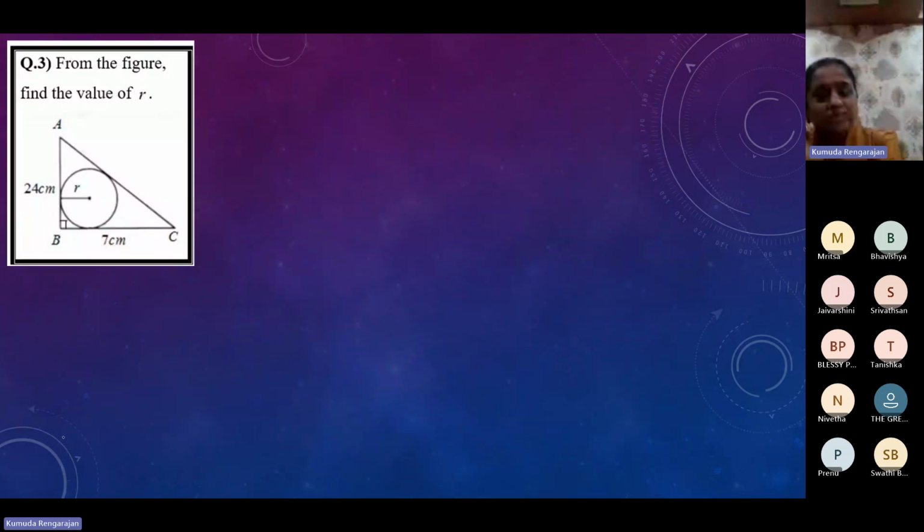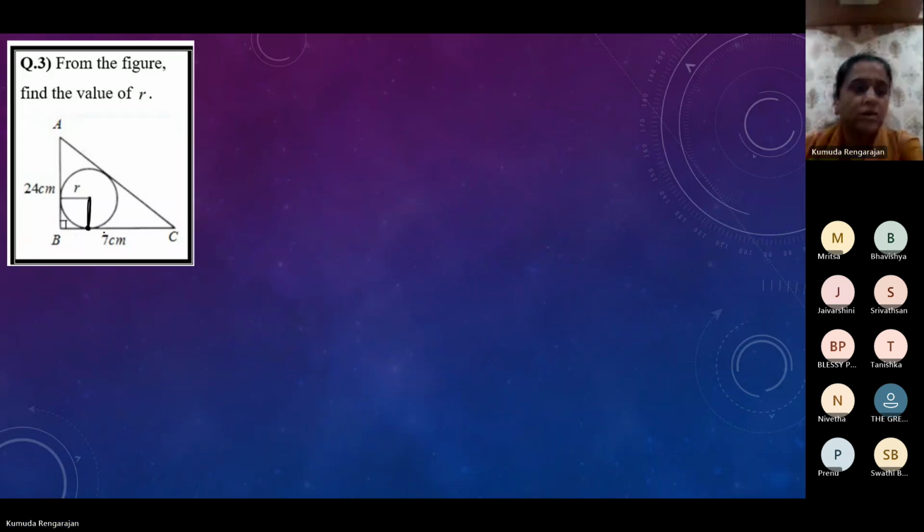Very important, very simple, very important. Find the value of R. Join. This is the point of contact. Tangent. So this is a right triangle. The three sides of the right triangle are tangential to the circle. The circle is the incircle to the right triangle. We'll have to find the value of R.